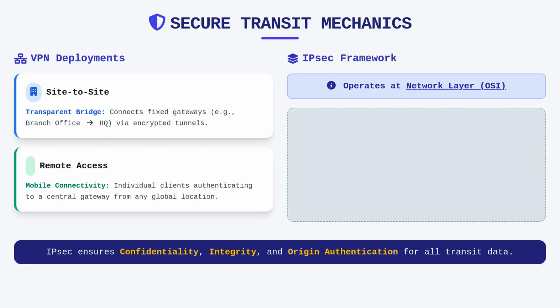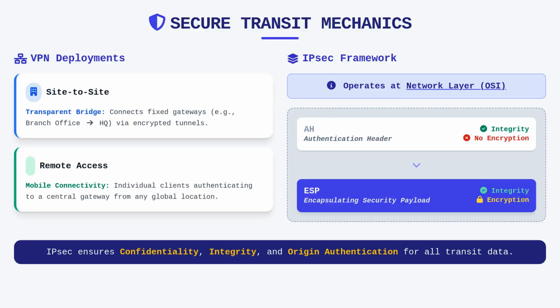Within IPsec, we find two fundamental headers that serve distinct purposes in a security posture. The authentication header, or AH, provides integrity and authentication for the entire packet, but notably fails to encrypt the payload, leaving data exposed to anyone capable of sniffing the traffic. Conversely, the encapsulating security payload, or ESP, provides both encryption and authentication, making it the industry standard for securing sensitive data in transit.